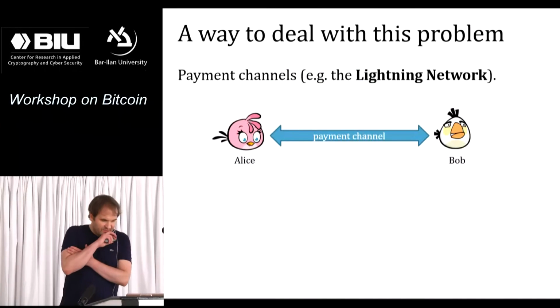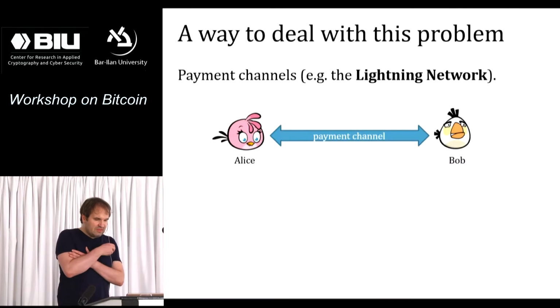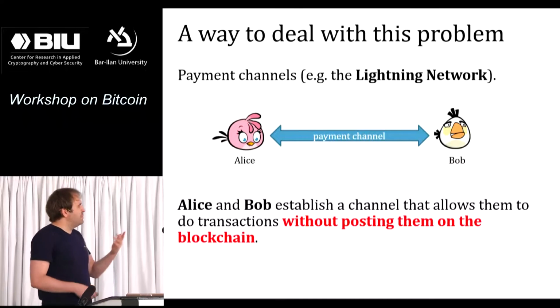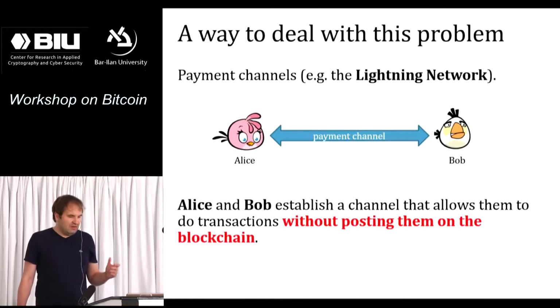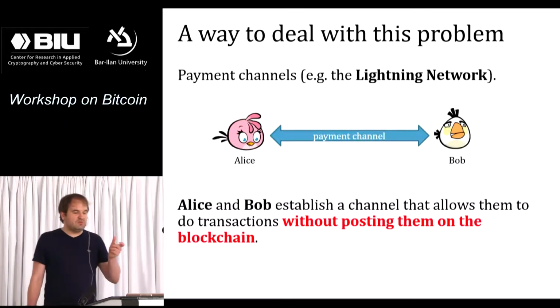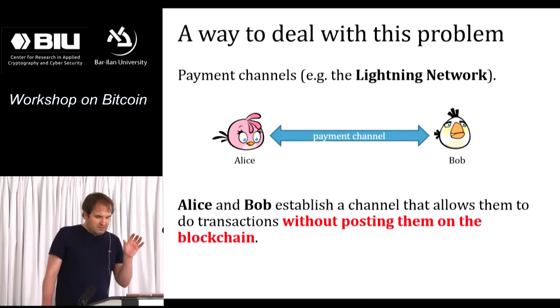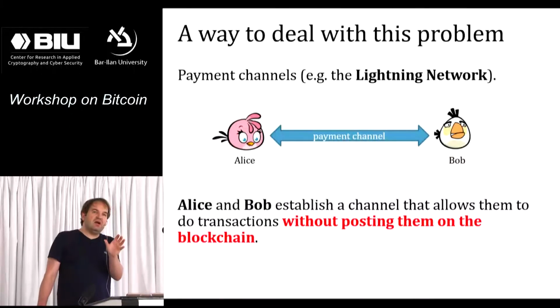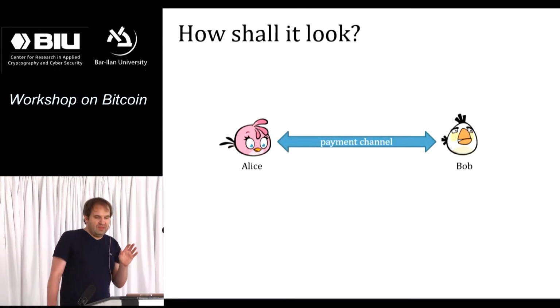The idea is called payment channels, and the most famous proposal is called the Lightning Network. This is what I'm going to talk about. So the idea is Alice and Bob, who want to make micropayments between each other, will establish a channel that will allow them to do transactions without posting things on the blockchain. Okay? So this will require some operations on the blockchain, but the operations will be only at the beginning when they establish a channel, and then when they close it. But in the meanwhile, when they do operations, they will not post things on the blockchain.